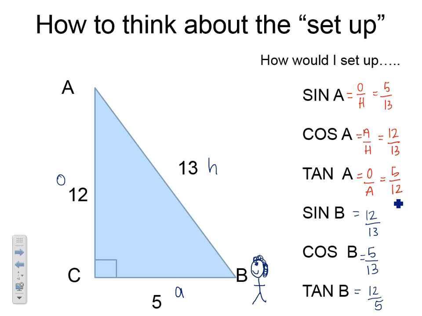Notice there is a relationship here. The sine of angle A and the cosine of angle B are equivalent. The sine of angle B and the cosine of angle A are equivalent. And the tangents are reciprocals of each other. That is a good relationship to know.